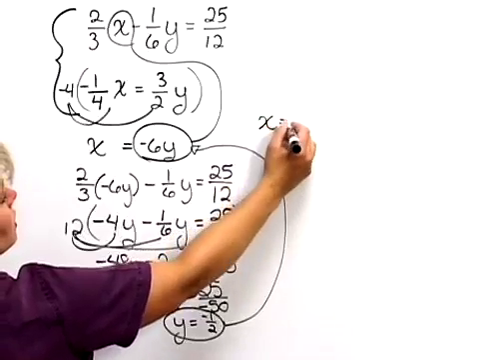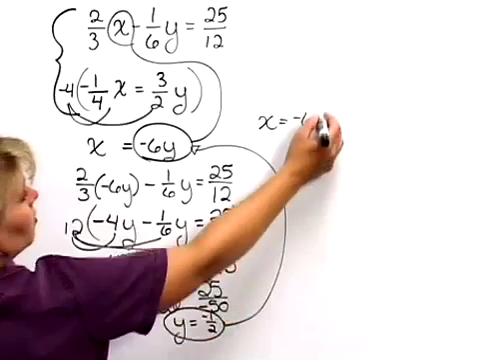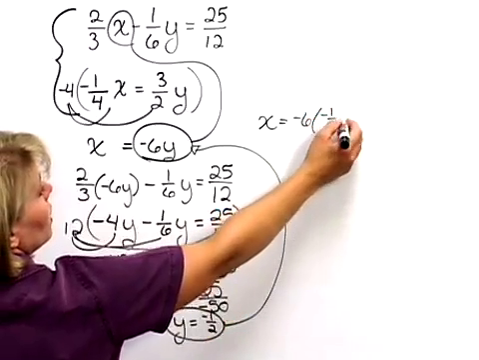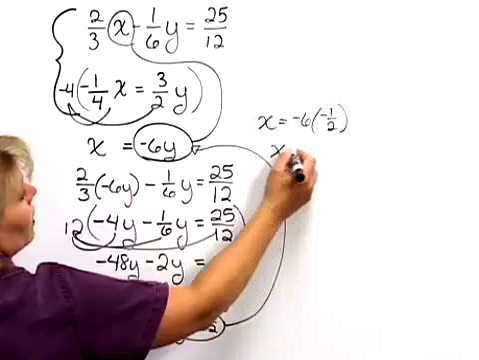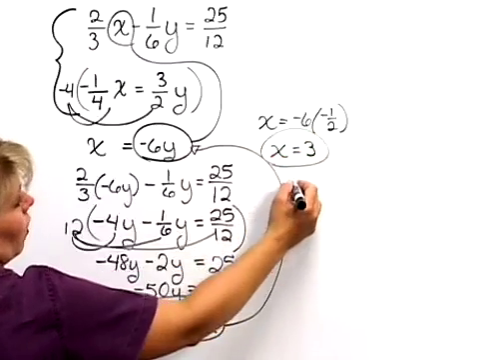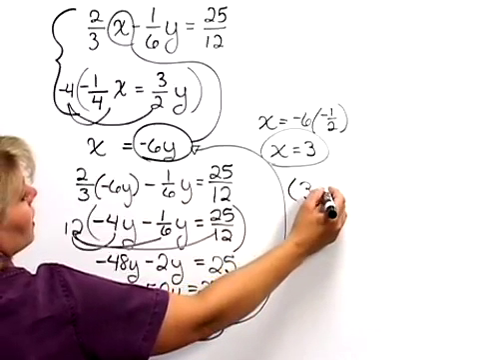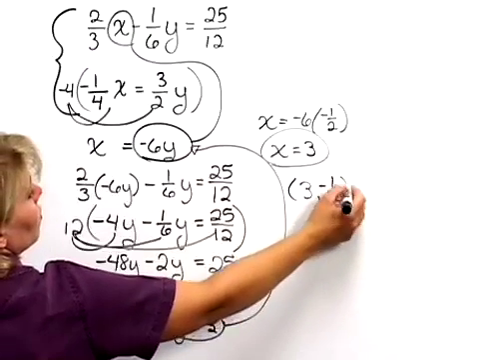So x will equal the -6 times the y we just came up with, which is -1/2. So x ends up being 3. So now that x is 3 and y is -1/2, the point where these two lines cross is at (3, -1/2).